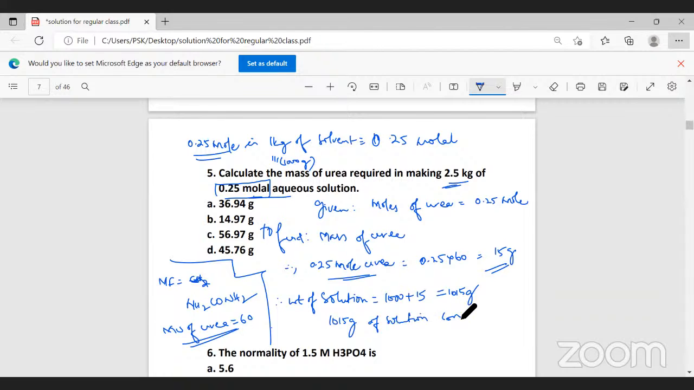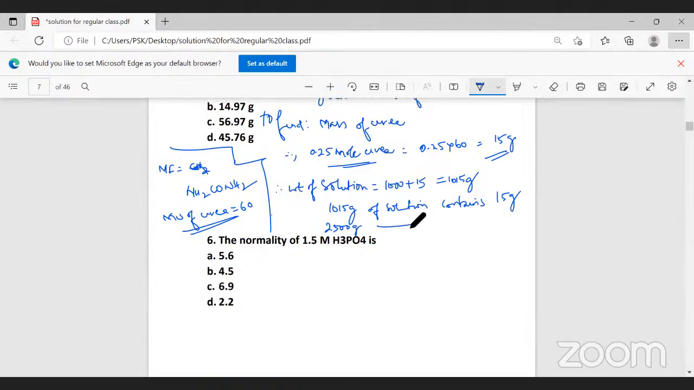So 1015 grams of solution contains 15 grams of urea. Now, if they say 2.5 kg, how many grams is it? 2.5 kg is 2500 grams. So what will be the answer for this? It will be 2500 into 15 divided by 1015. On simplification, you will get 36.94 grams.